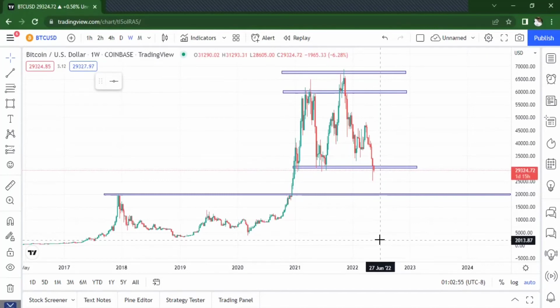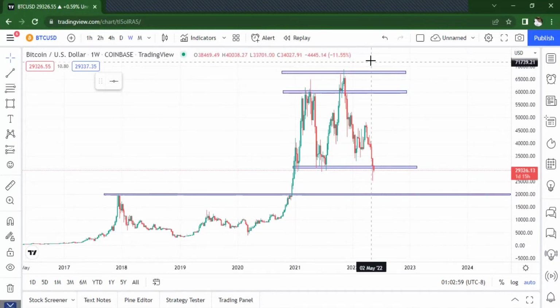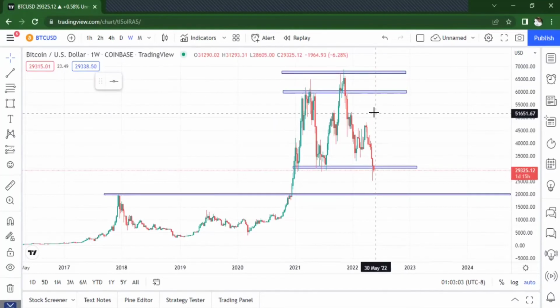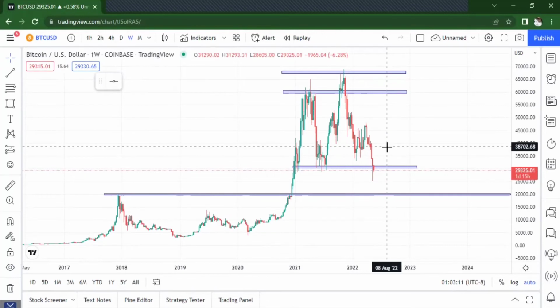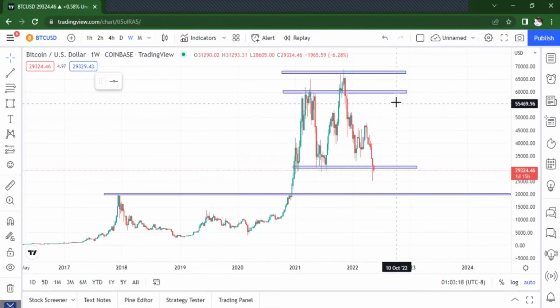If you notice, from 70K it dropped to 60K, from 60K it dropped to 50K. I don't want my chart to be messy, that's why I'm not drawing all of them. It dropped from 60 to 50K, from 50 to 40K, to 30. We have 35, we have 45, we have 55. You understand? All these are zones of price movement. So BTC moves from zone to zone.